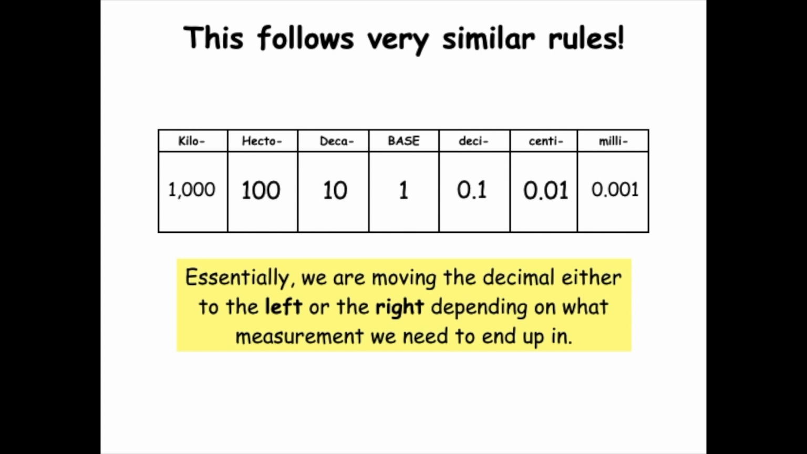So in the future, say I'm starting with 1 meter, and I need to end up in millimeters. I know that looking at my chart here, the base is in the middle and the millimeters are all the way to the right. I'm going to move my decimal all the way to the left so that my spot can move over. We're going to do practice one like this, I promise. It'll make more sense when you see it.